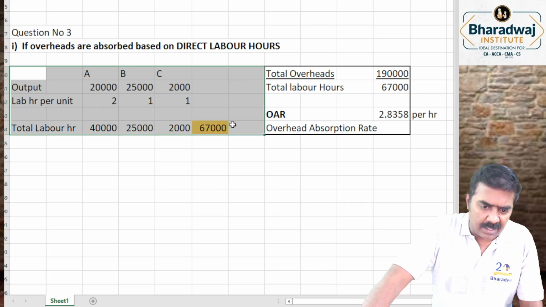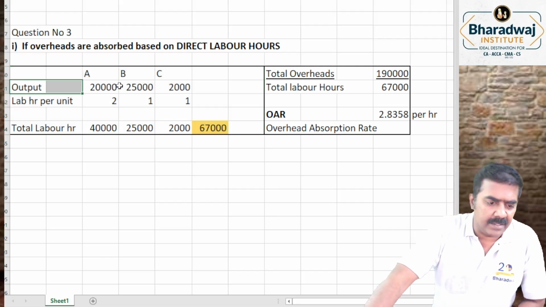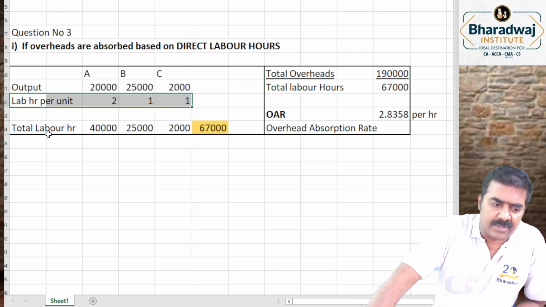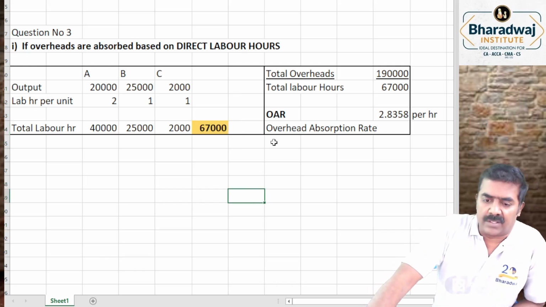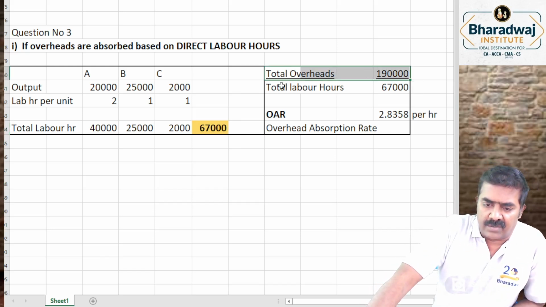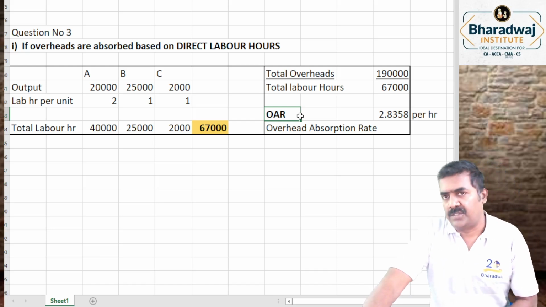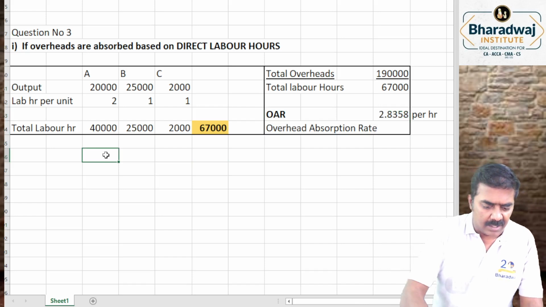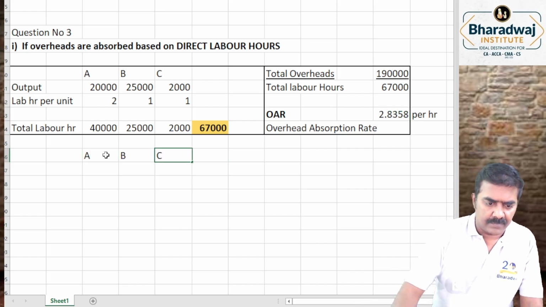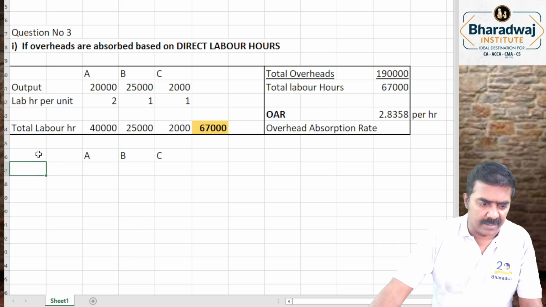Using this, they ask you to work out the cost. Any doubt so far? I repeat, output into labor hours will give us total labor hours. Totally how many labor hours? 67,000 labor hours. Total overheads divided by total labor hours will give us the overhead absorption rate, OAR. Using this, they ask you to work out product cost.